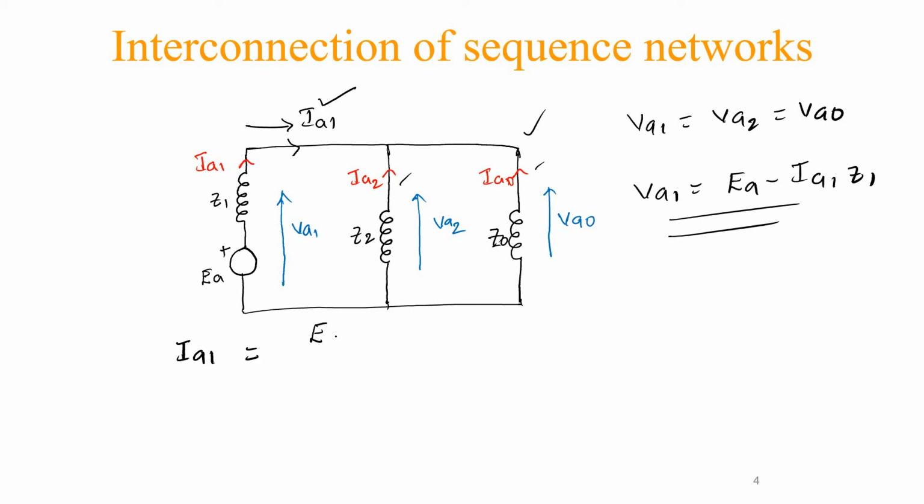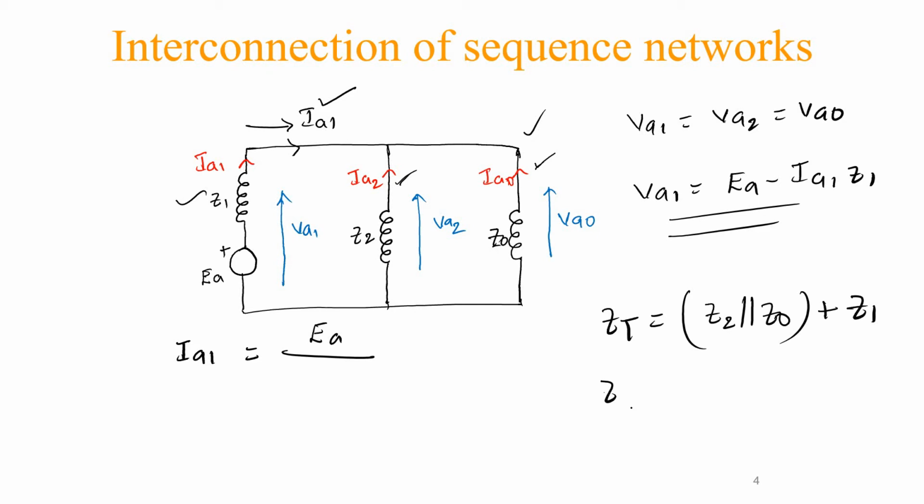The total voltage is equal to EA. What is the total impedance? If you observe here, these two branches are connected in parallel. So that is Z2 which is parallel to Z0, and this parallel combination is in series with Z1. So that is plus Z1. This is the total impedance.